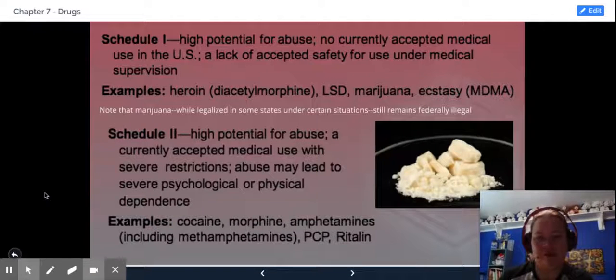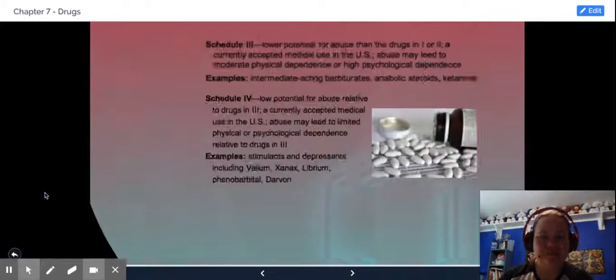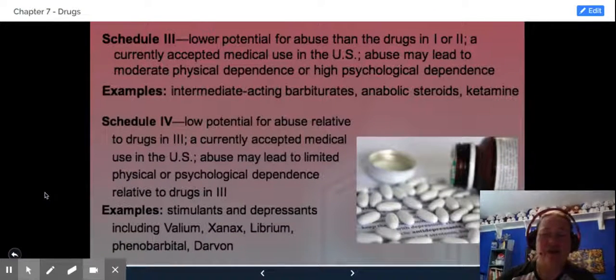Schedule 2 drugs, high potential for abuse. They have currently accepted medical use with severe restrictions. Abuse can lead to dependence. Cocaine is obviously illegal. Morphine, amphetamines, PCP, Ritalin. Schedule 3, lower potential for abuse. Current accepted medical use in the U.S., but again, abuse can lead to physical or psychological dependence. Barbiturates, anabolic steroids, ketamine, those are examples of Schedule 3s.